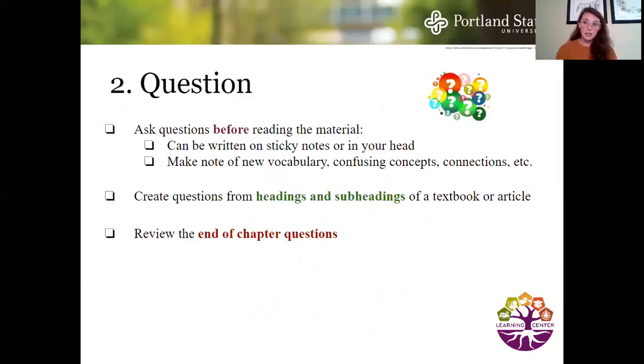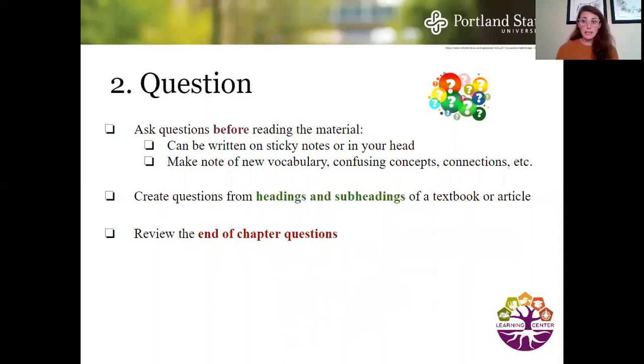Then we go into step number 2, which is questioning. This is, again, before we start really diving into the reading. You can do this in your head, or if you're a more visual person, you can write it down on some sticky notes. These can be questions you're pulling out of your own brain, or if it's a textbook, often they have questions at the beginning or at the end of the chapter, some of those review questions. You could just take a second to look through those.